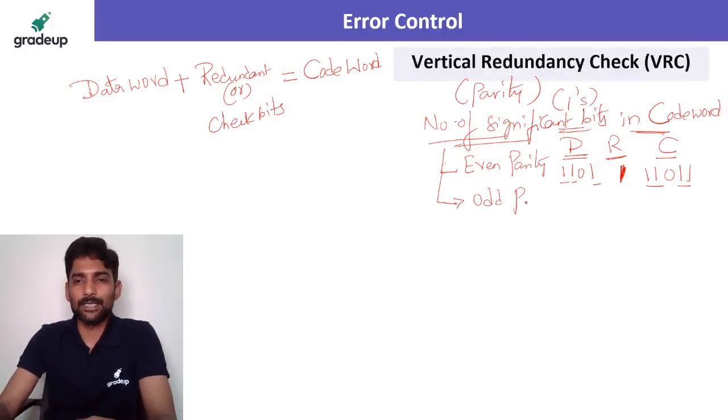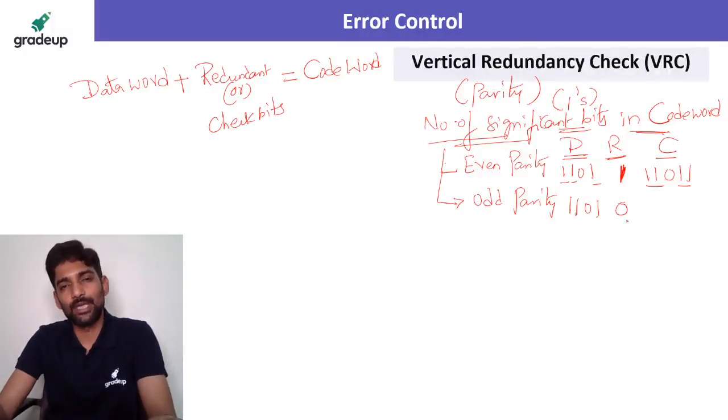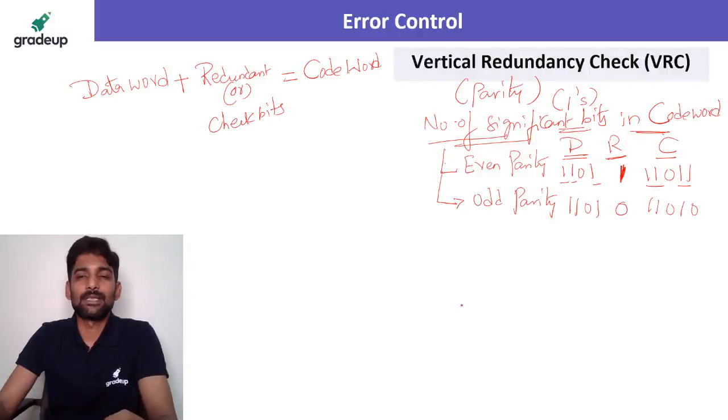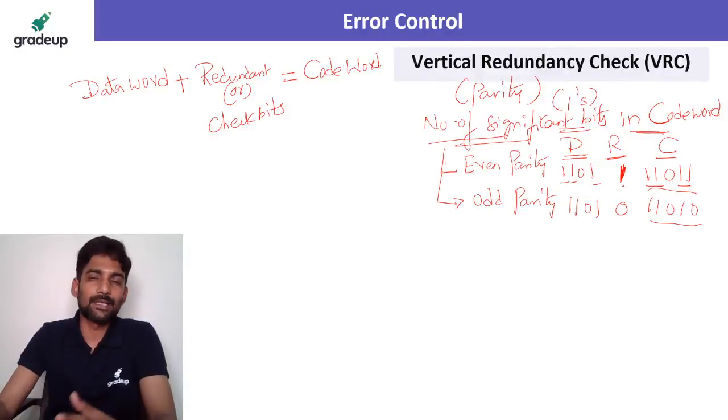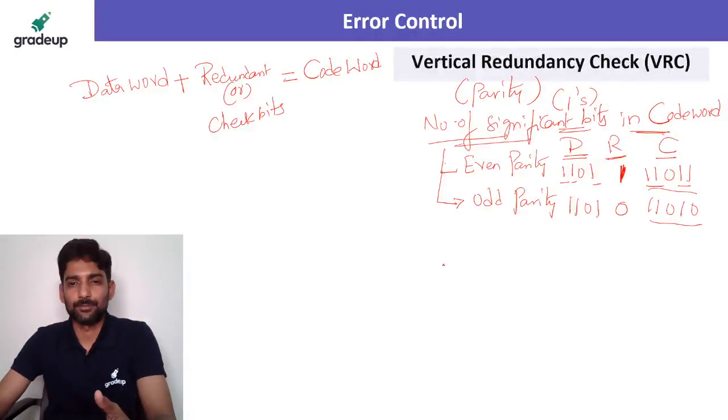And what is odd parity? The total number of ones should become odd. So if this is the data word the sender wants to send, now the redundant bit would be 0, because to keep it an odd number of ones, what is the code word the sender will send? 11010. Now once it reaches the receiver, whatever parity the sender follows, the same parity the receiver follows. So here the condition is that sender and receiver should follow the same parity, even parity or odd parity.